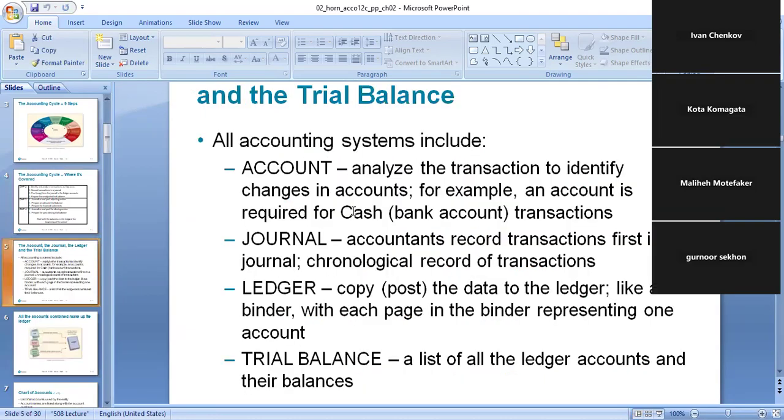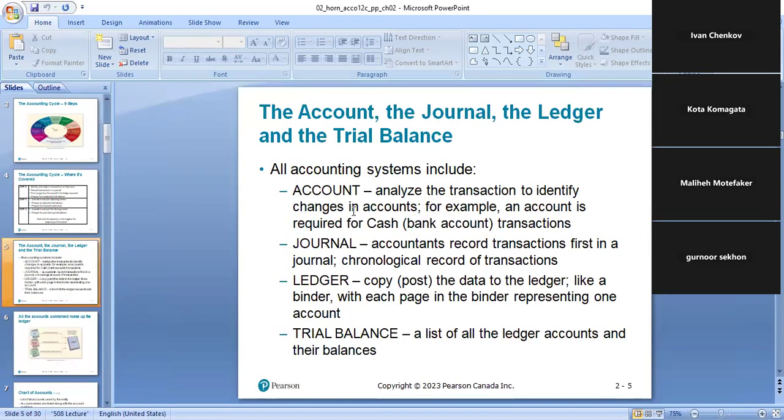So let's start first. What's the account? What's the journal? What's the ledger? What's the trial balance? Now we have to see how the accounting system works. Accounts will analyze the transactions which identify changes. So for example, we're going to have one account for the cash, one account for inventory, one account for accounts receivable, one account for equipment, one account for accounts payable. And inside that account, we're going to keep track of what's happening there.